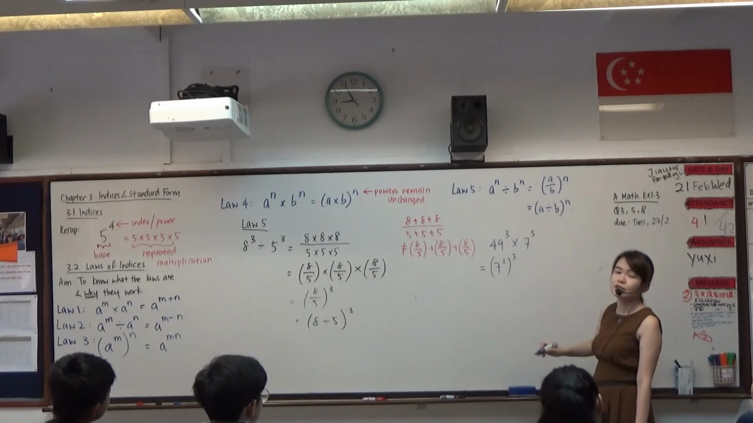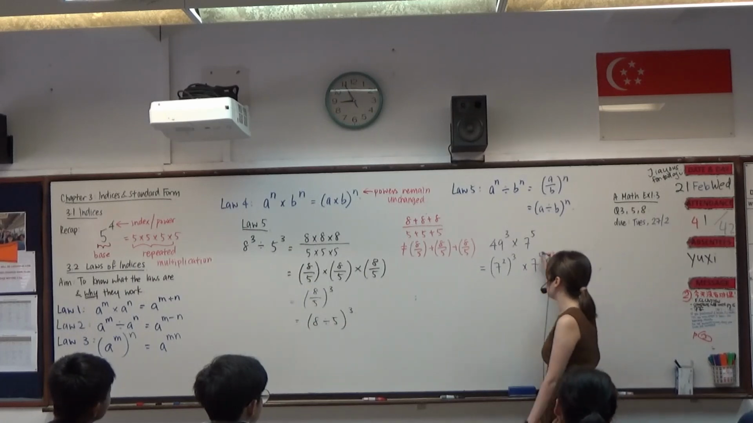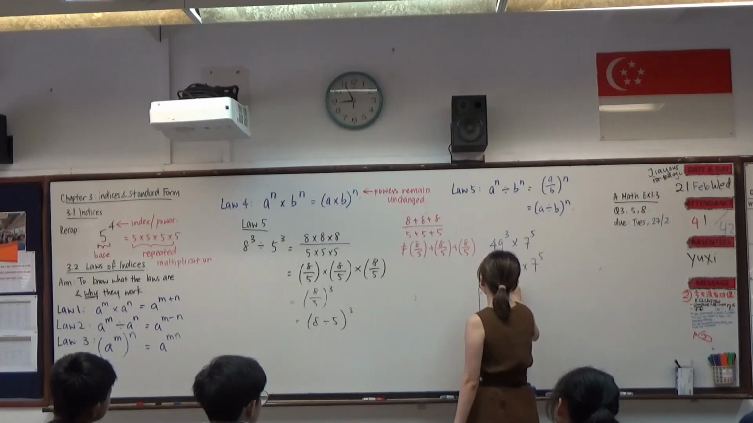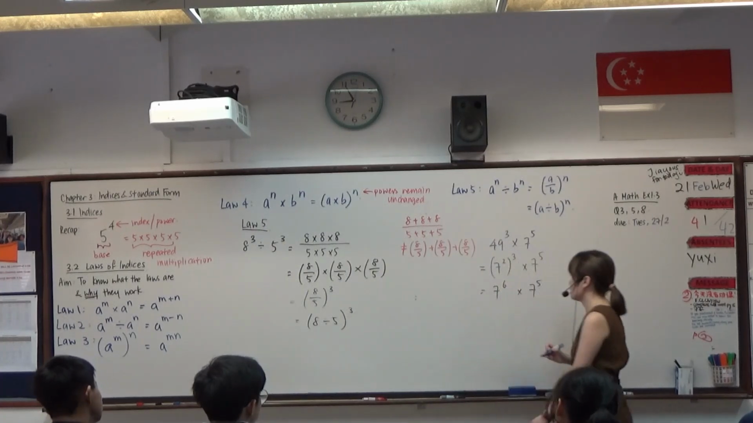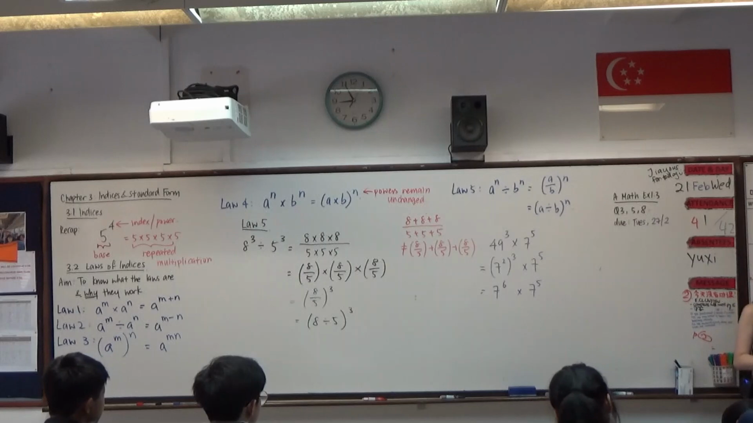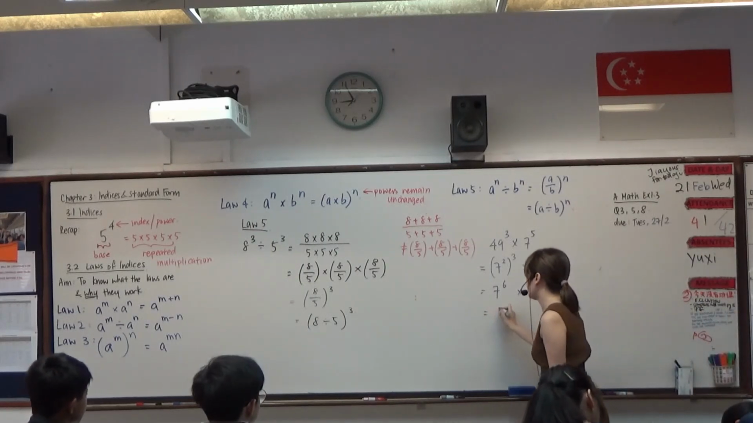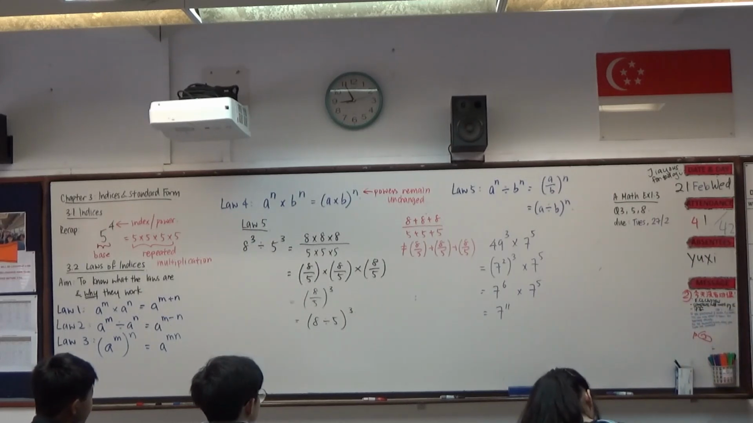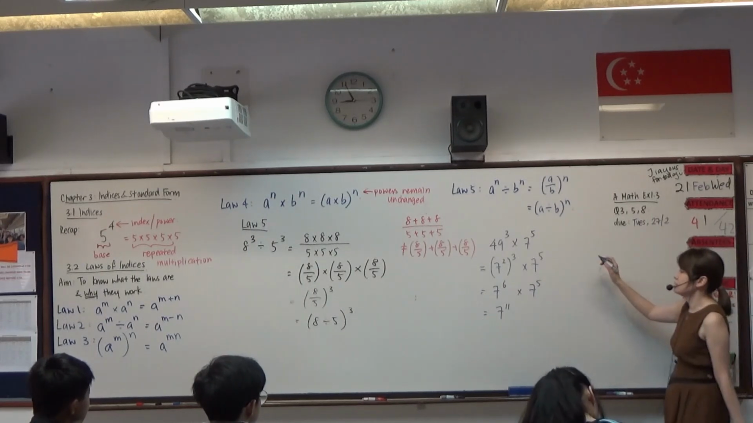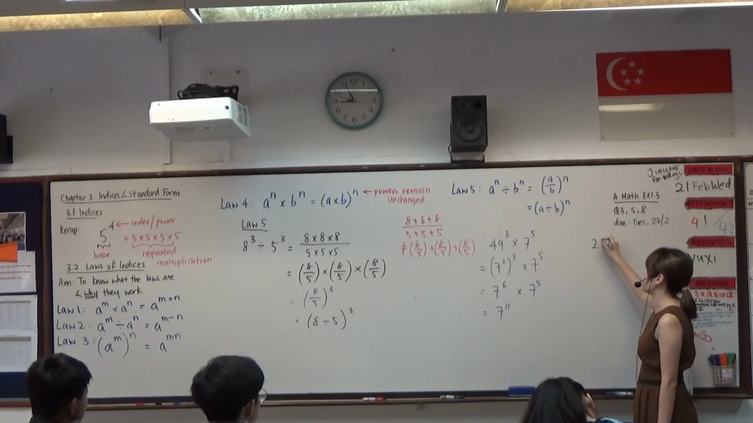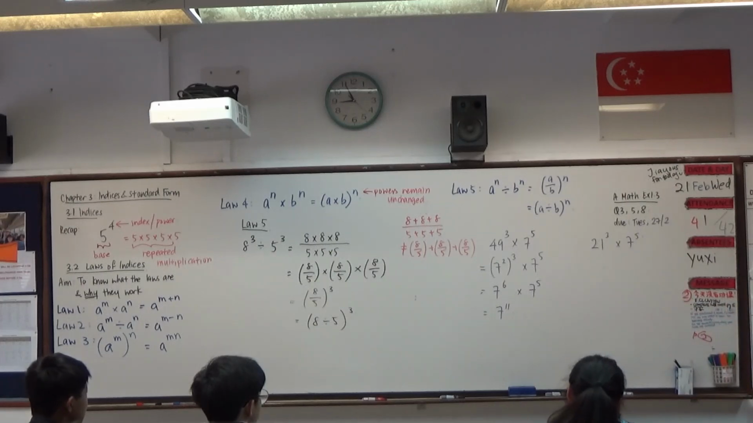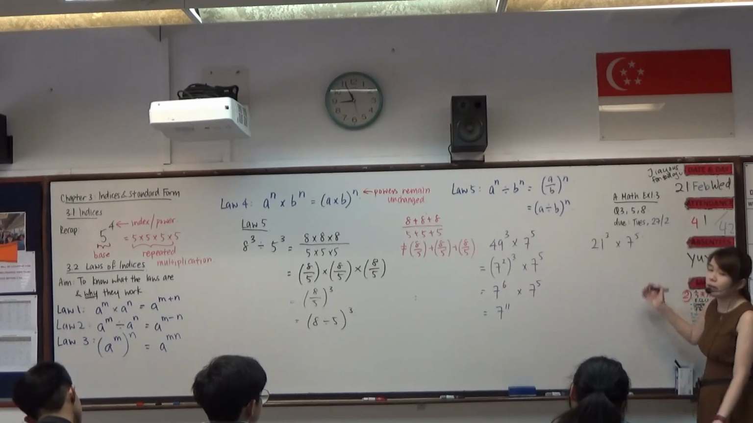Right? And 7 to the power of 5. 6 times 7 is 42. And then now I can add the powers together and I can say 7 to the power 11. Okay, I cannot do that if let's say I have 21 to the power 3 times 7 to the power 5. Because 21 cannot be expressed as the base of 7. So this one, there's no way to simplify.